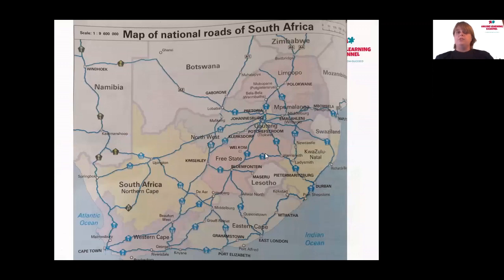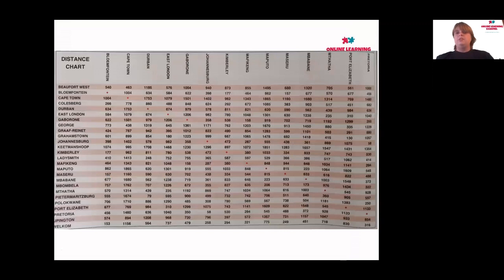So let's start. First one, national map. If we want to go from, let's say, Bloemfontein to Cape Town, and you need to calculate the distance, you will always have a distance chart, as you can see here, next to your national map. This shows you the distance between the two towns. So if we want to go from, let's say, Cape Town to Durban, it's going to be 1,753 kilometers.